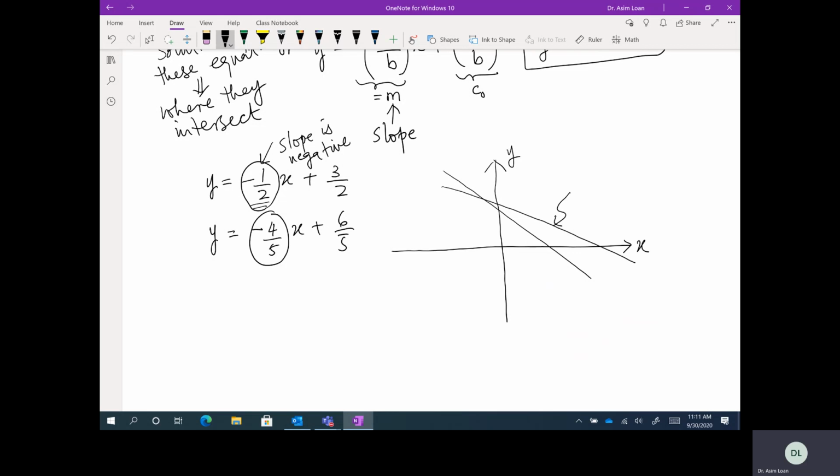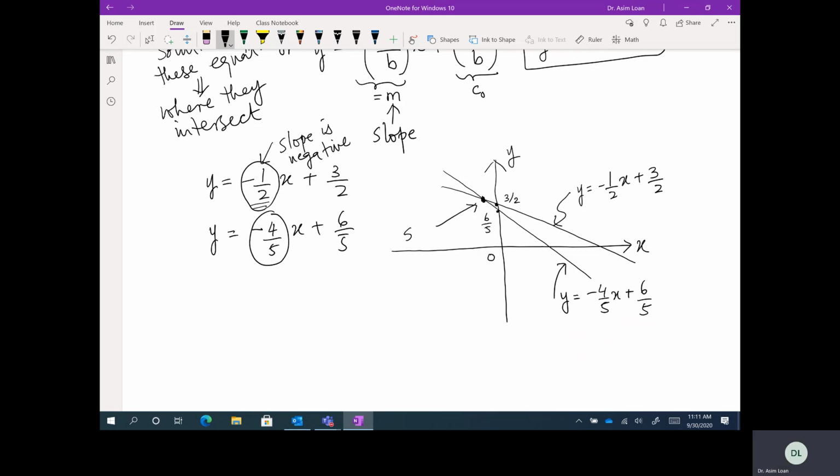So this equation is y equals minus half x plus 3 by 2. This equation is y equals minus 4 by 5 x plus 6 by 5. This is 0. Obviously, this intercept is going to be 3 by 2, and this intercept is going to be 6 by 5. And obviously 6 by 5 is less than 3 by 2, so this is smaller. This is where they intersect. So this is our solution.